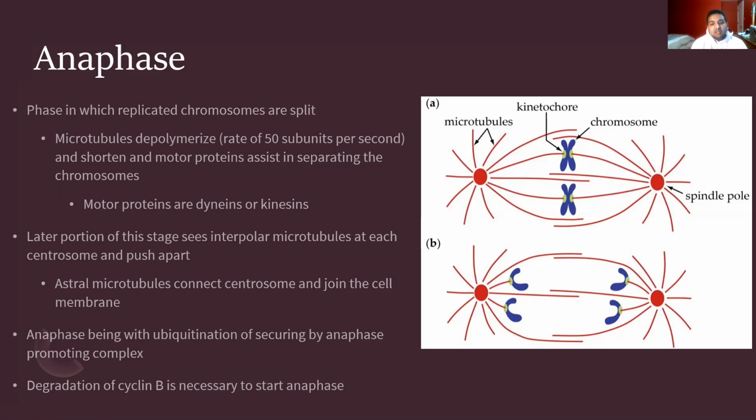The later portion of the stage sees the interpolar microtubules at each centrosome push apart. Astral microtubules connect the centrosome and join the cell membrane. So now we're getting ready to start orienting ourselves. Okay, we need to start splitting things in half and getting ready to cut our cell in half. Anaphase begins with ubiquitination of, this should say securin, by the anaphase promoting complex. Remember that from all the way from the G1 phase, it's back now. And another clue is this degradation of cyclin B is necessary to start the anaphase.